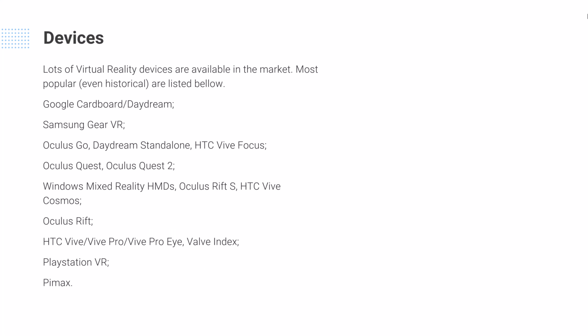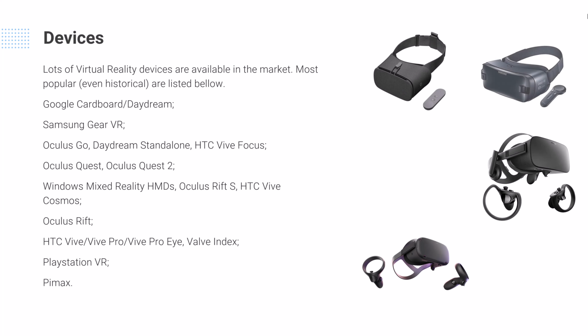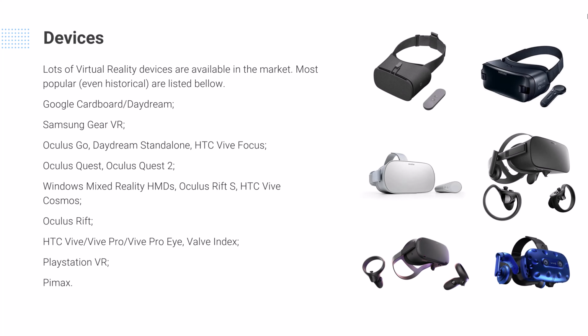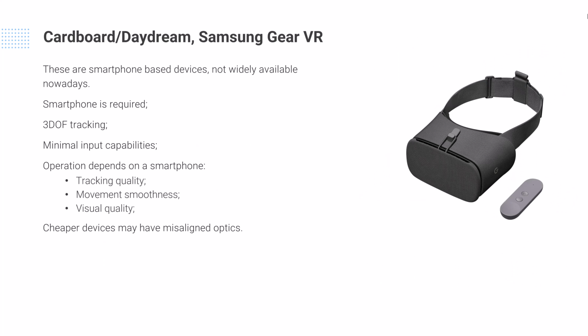Now we'll take a look at the devices that are or were on the market. The list that you see here includes both mobile and wired systems. I will discuss these VR devices in detail. Let's start with historical smartphone-based devices such as Cardboard, Daydream, and Samsung Gear VR. Not many of these devices are available nowadays, but it is important to know about them.